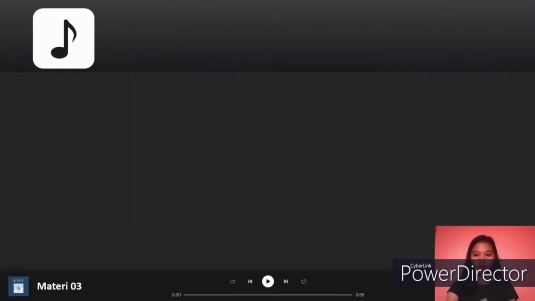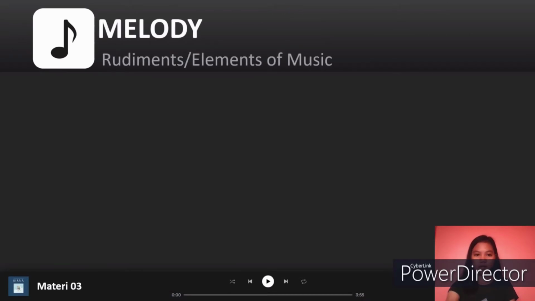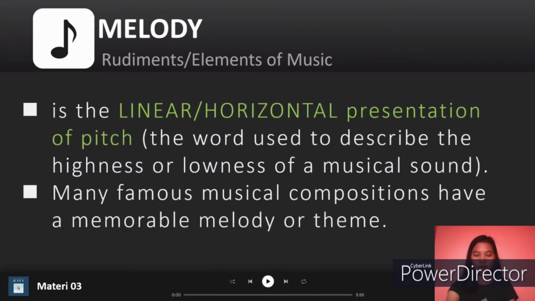So, let's take a look at the melody. Melody is the linear horizontal presentation of pitch. Pitch is kung gaano ba kataas or kababa yung tunog. Yun yung tinutukoy ng pitch. While melody, it is the sweet or agreeable succession or arrangement of sounds. Ito yung part ng music na pinaka-catchy or memorable. Ibig sabihin, madaling maintindihan or ma-memorize.